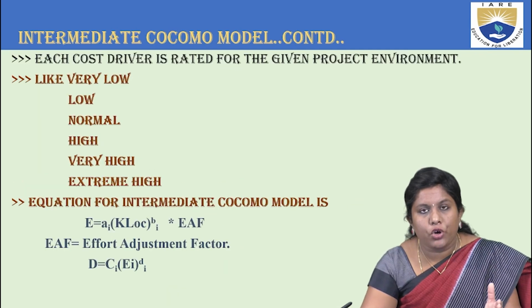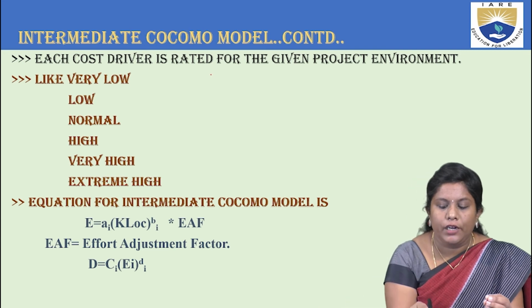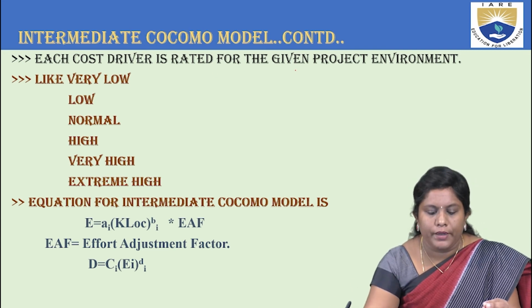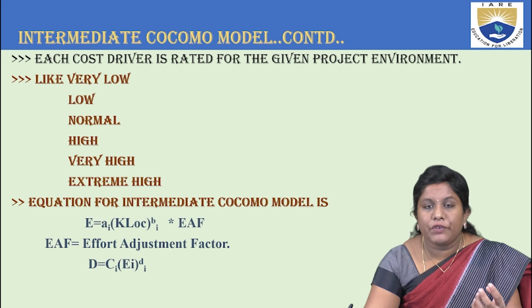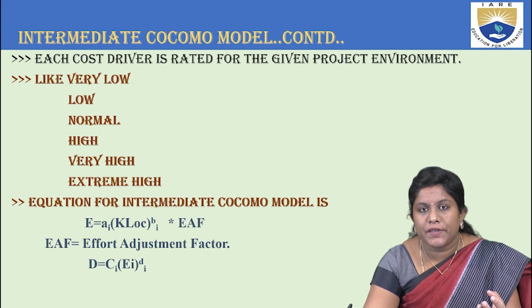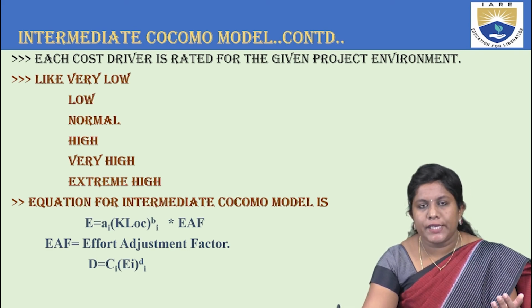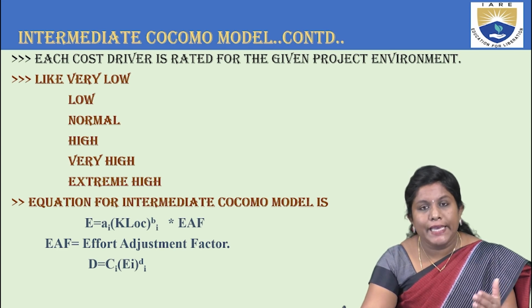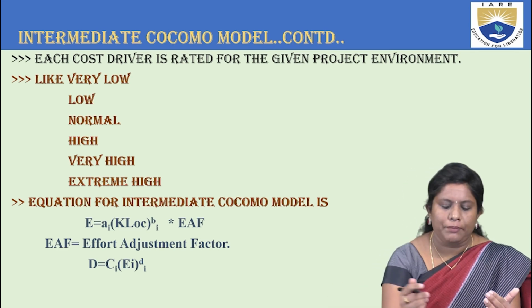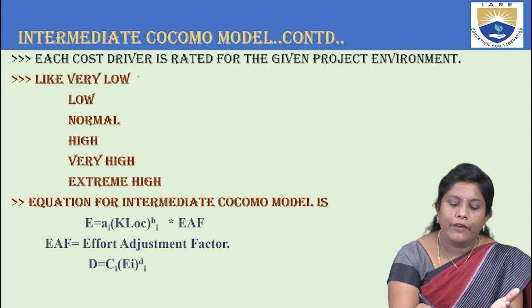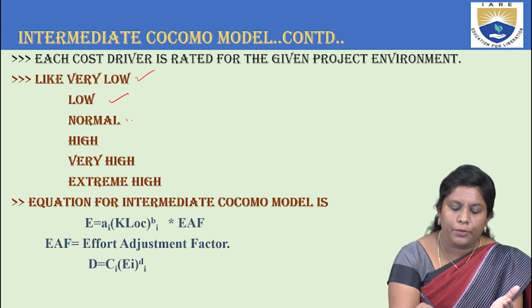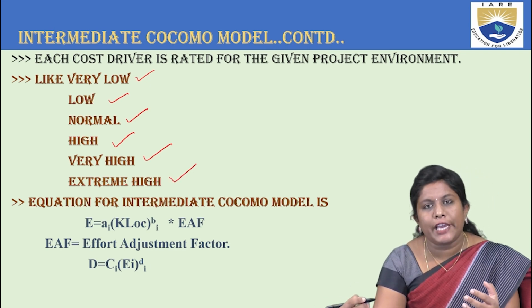Okay. Now, each cost driver is rated for a given project environment. Now, we have seen these 15 cost drivers. What are these cost drivers trying to help us with? They're trying to adjust the things to the real-time environment. They again are rated in the following manner. In what ways are they rated? Very low, low, normal, high, very high, extra high. These are like the factors on a scale. How do you rate them? For the cost drivers, we rate them in this particular manner, right?